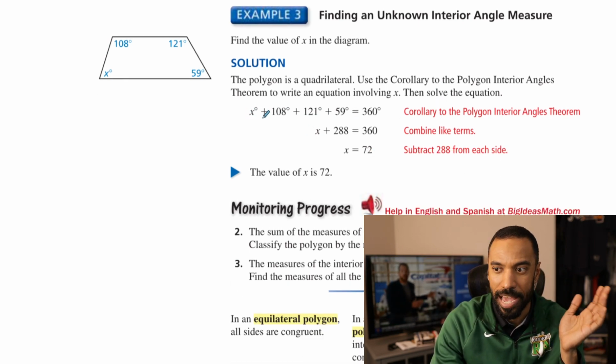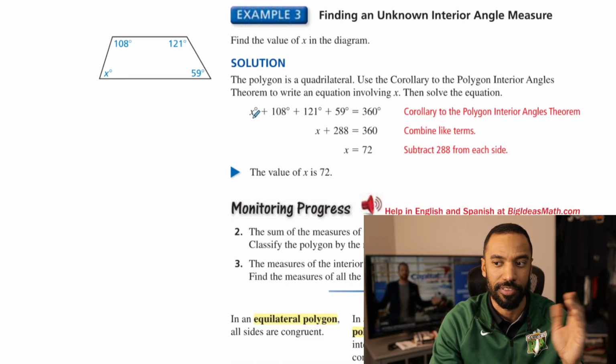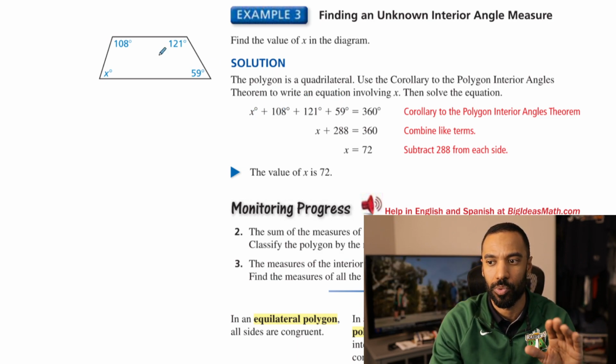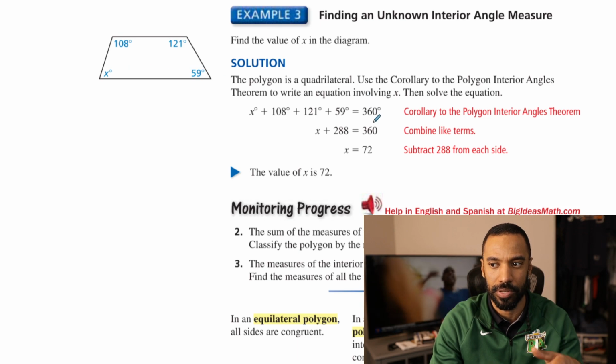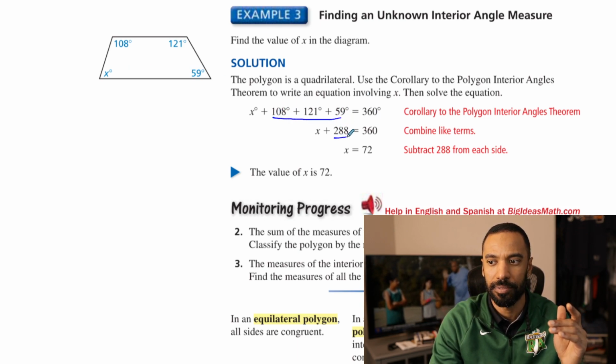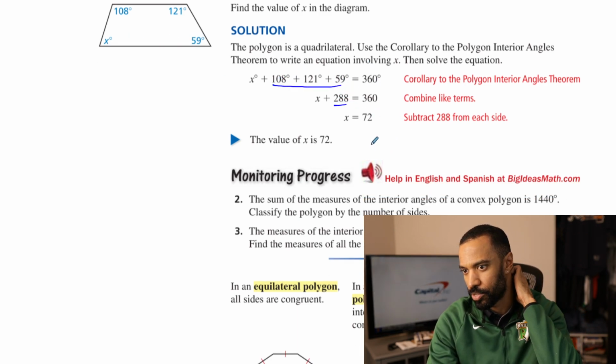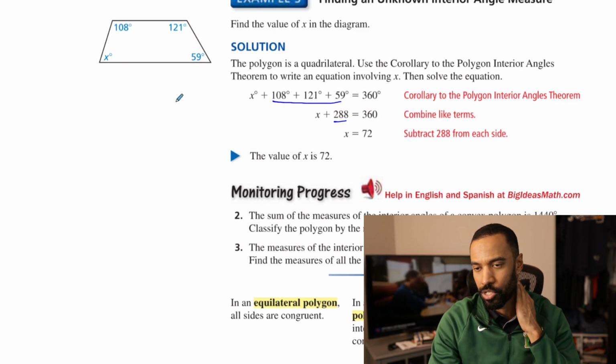Anyway, they all have to add to 360. So you make an equation out of it. This is where I would kind of use the calculator sometimes if I have to. X plus 108 plus 121 plus 59, add those up and you get 360. Combine like terms here, and then subtract the 288 from both sides, you get 72. X is 72. That is its value.